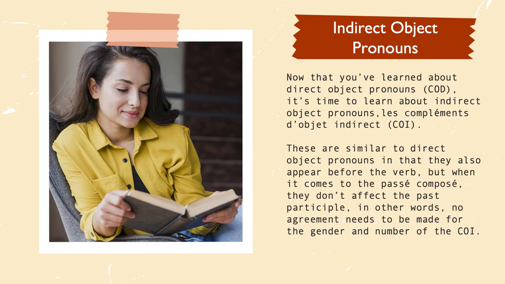Now that you've learned about direct object pronouns, COD, it's time to learn about indirect object pronouns, les compléments d'objet indirects, COI. These are similar to direct object pronouns in that they also appear before the verb, but when it comes to the passé composé, they don't affect the past participle. In other words, no agreement needs to be made for the gender and number of the COI.